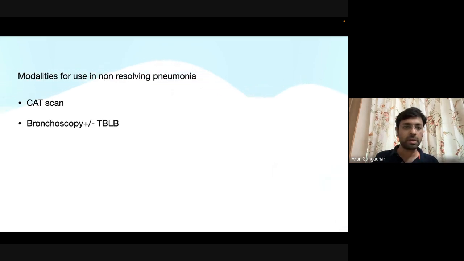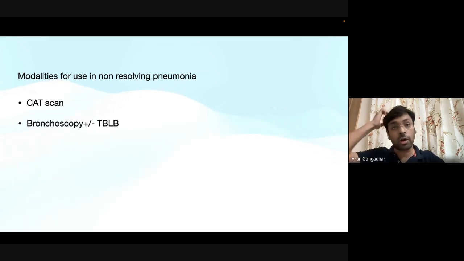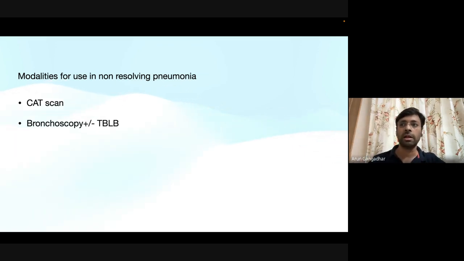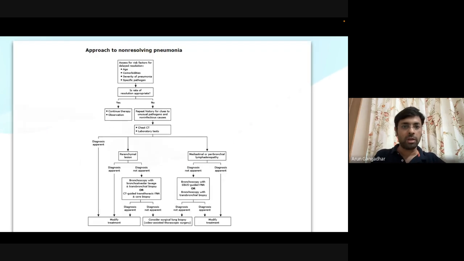Then again, after X-ray, we have various modalities to use in a non-resolving pneumonia. First is CT thorax, and then we have bronchoscopy. Along with that, we have various other gadgets like linear EBUS and radial EBUS. I'll be describing more about them in my cases as well. So this is, in broad, the approach to a non-resolving pneumonia.